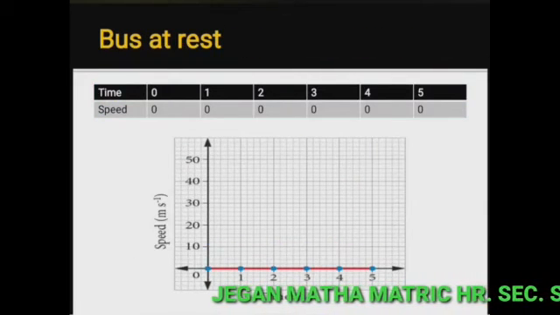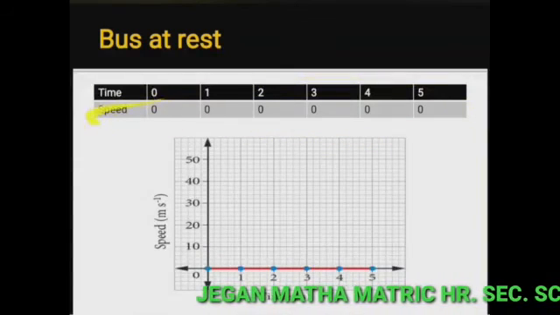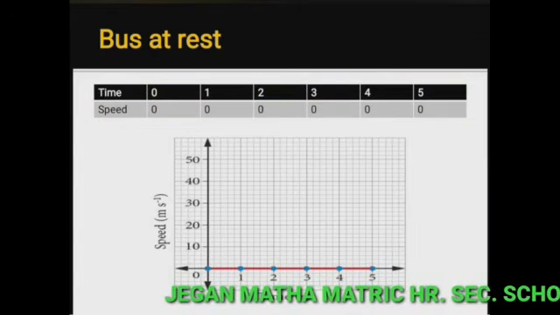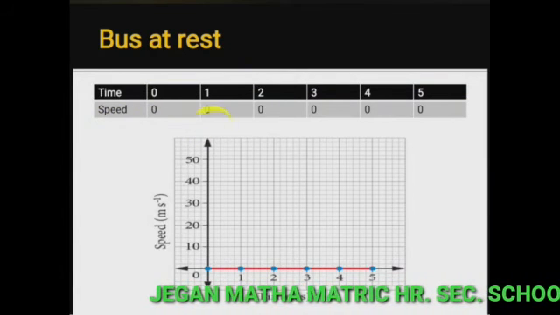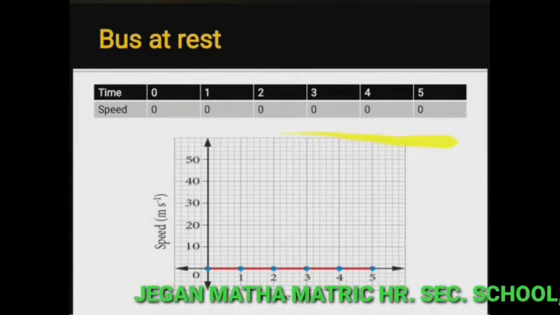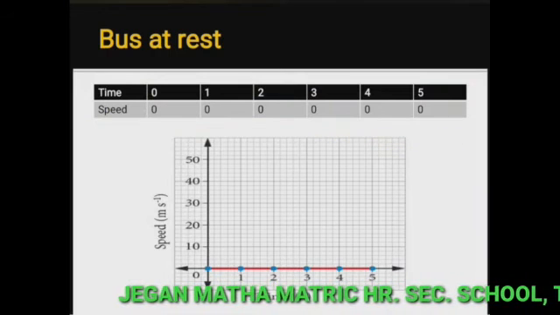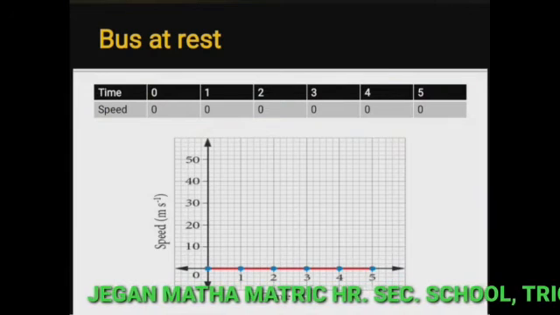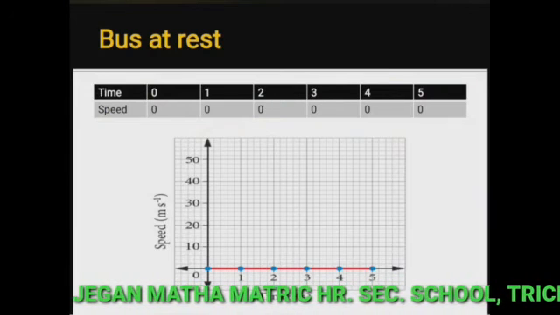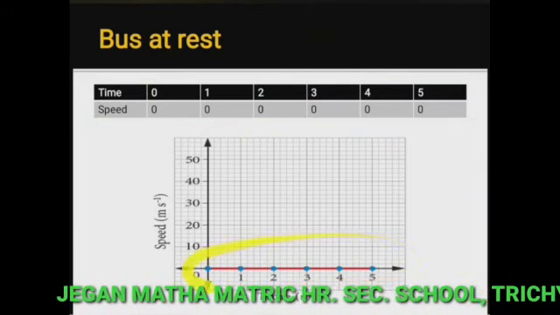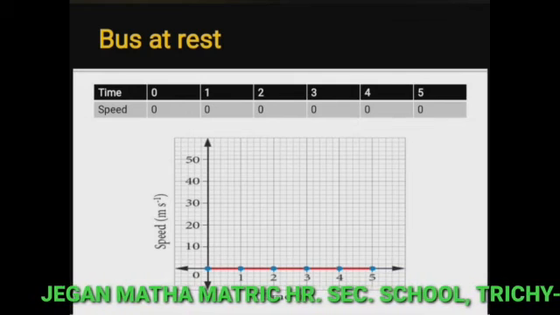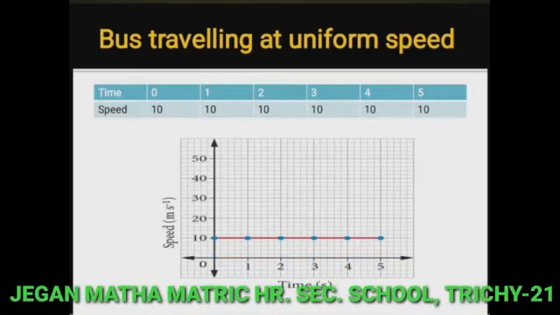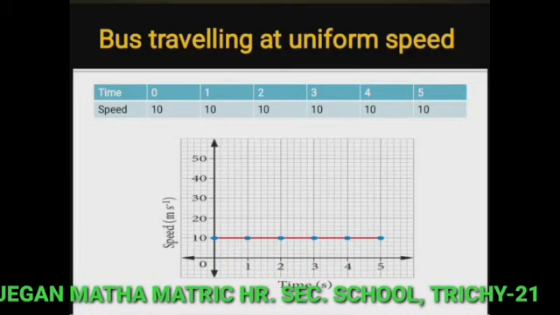So here the given data are at time 0 second, speed is 0 meter per second, and for 1 second the speed is 0. So here the speed is 0. So the speed of the bus remains at 0 meter per second. So the bus has 0 acceleration.